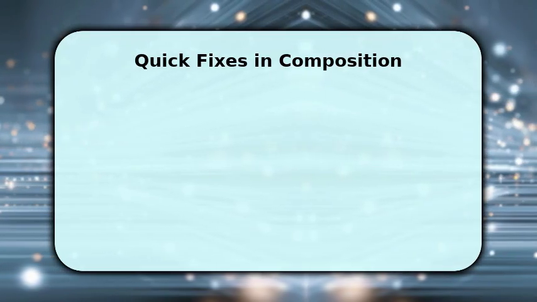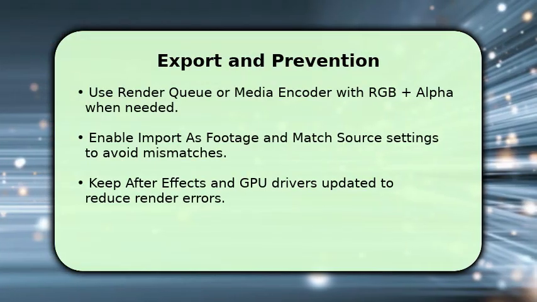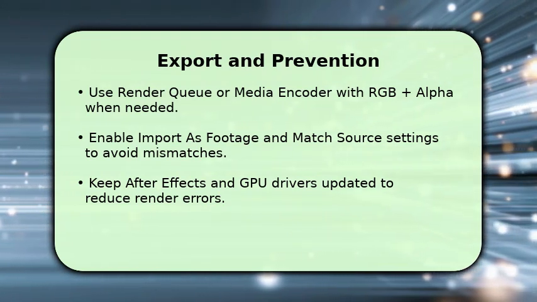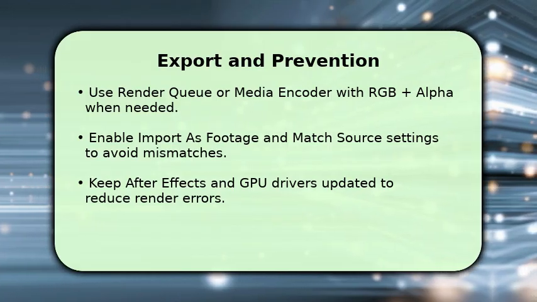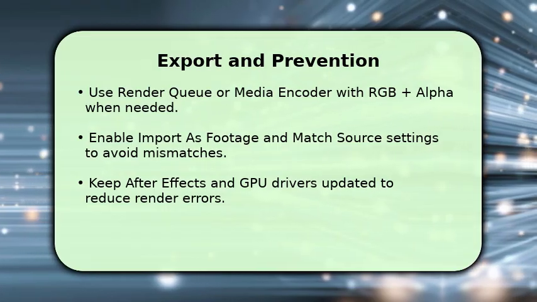When exporting, choose Render Queue or Media Encoder with proper channels like RGB or RGB plus alpha. Match export codec and color depth to your delivery requirements to prevent black frames. Toggle hardware acceleration off if GPU drivers cause rendering artifacts.